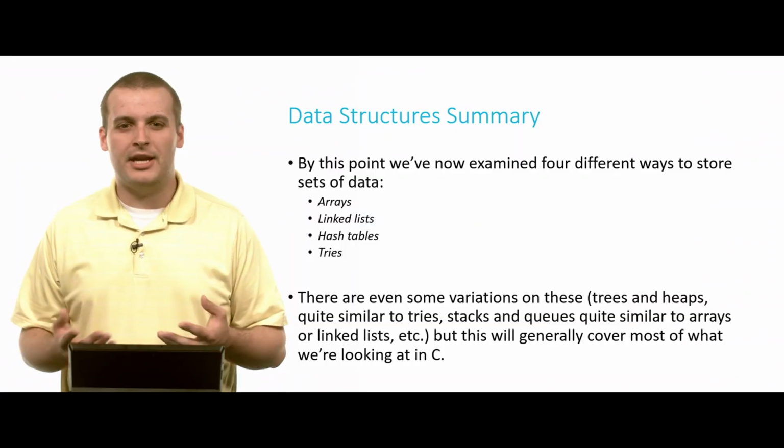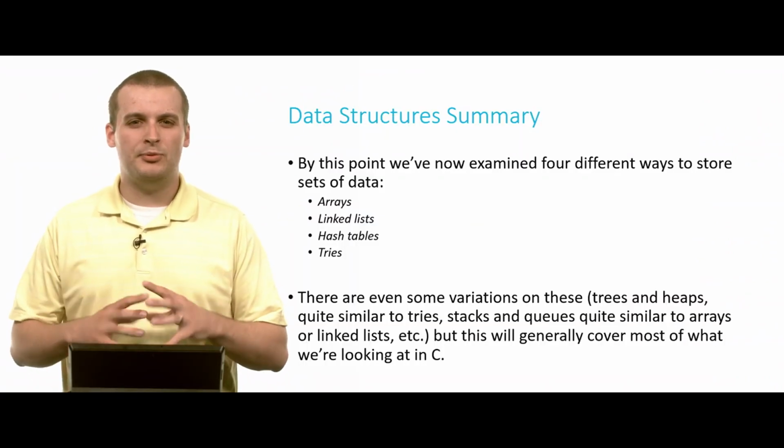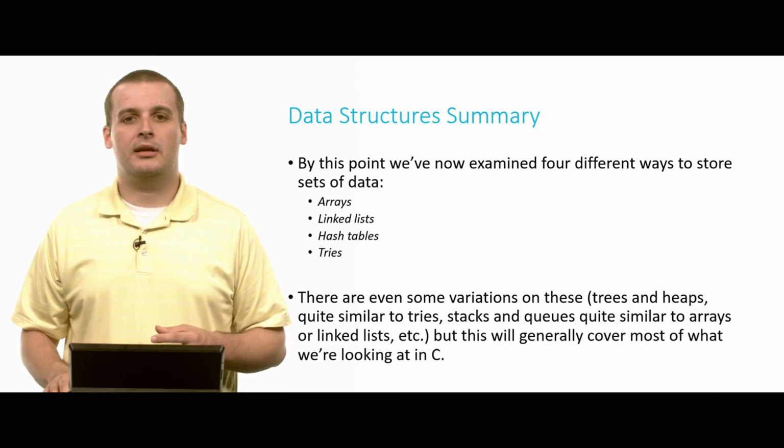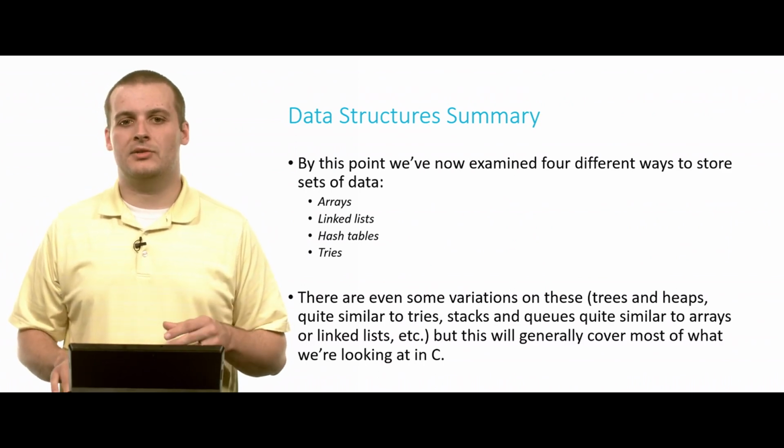So in CS50, we've covered a lot of different data structures, right? We've seen arrays and linked lists and hash tables and tries, stacks and queues. We'll also learn a little bit about trees and heaps, but really these all just end up being variations on a theme. There really are these four basic ideas that everything else can boil down to: arrays, linked lists, hash tables, and tries. And like I said, there are variations on them. But this is pretty much going to summarize everything we're going to talk about in this class in terms of C.